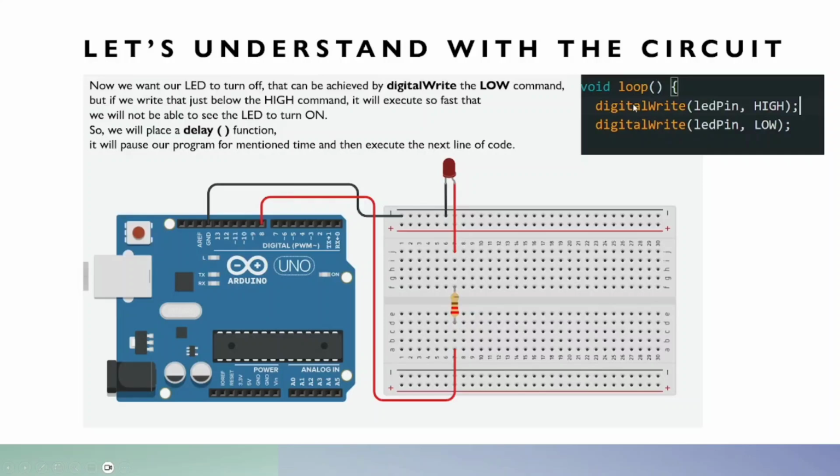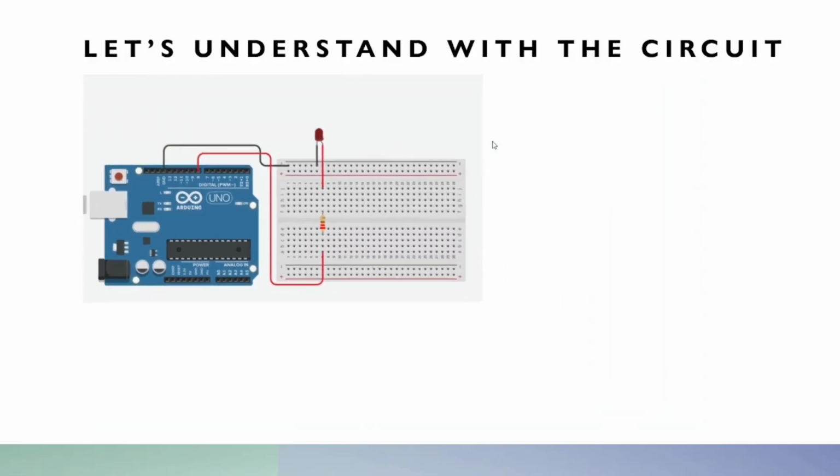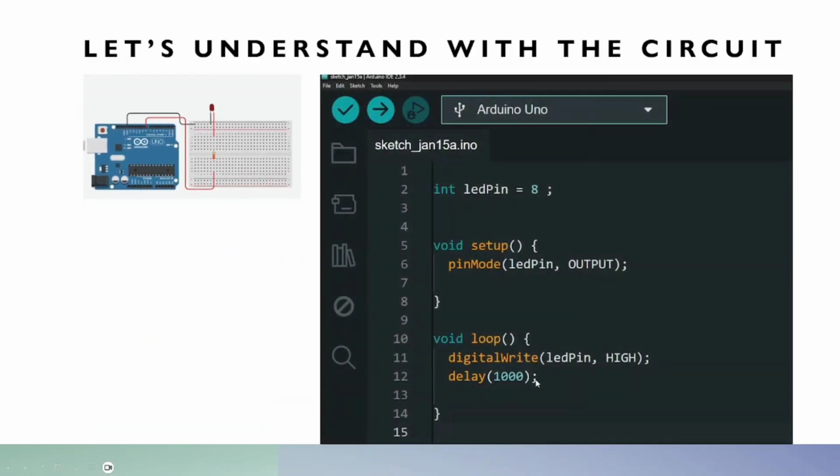So between this HIGH and LOW command, we will put a delay function. The delay function takes time in milliseconds. If we have to pause our program for 1 second, we write 1000 milliseconds. If for 2 seconds, then we write 2000 milliseconds. We want to pause our program for 1 second, so we write delay(1000). That's what we did here. It will pause our program for 1 second in the HIGH position and then execute the next line of code.